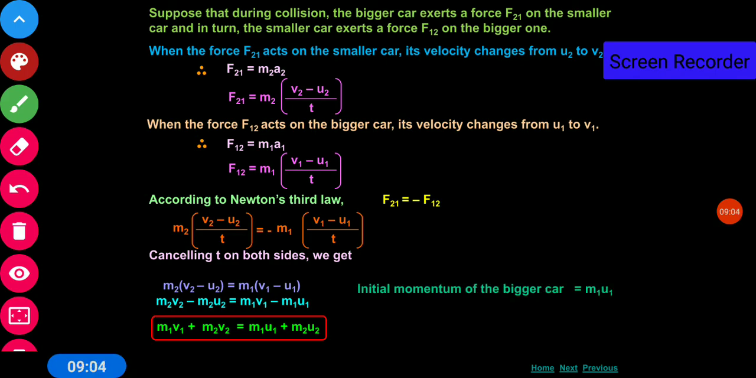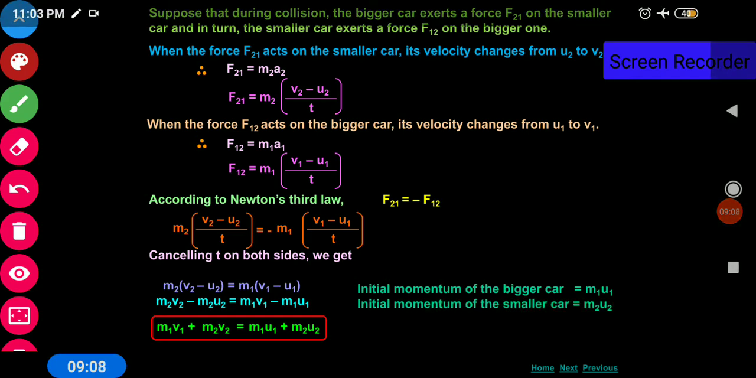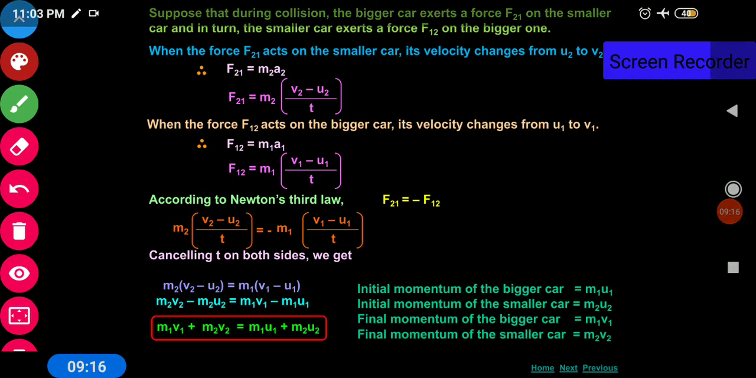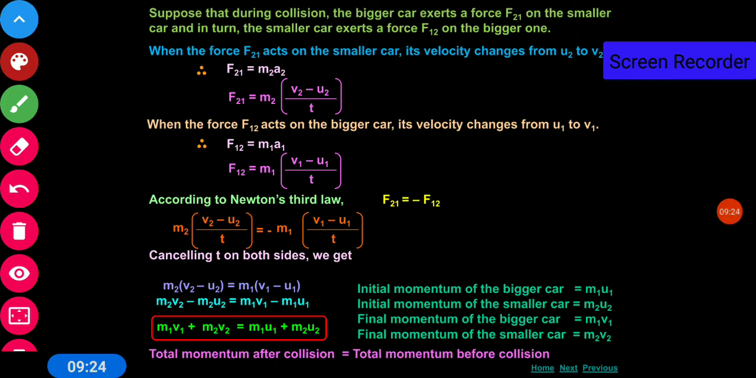So the initial momentum of the bigger car is m1u1. The initial momentum of the smaller car is m2u2. The final momentum of the bigger car is m1v1. The final momentum of the smaller car is m2v2. So from here we can say that the total momentum after the collision is equal to the total momentum before the collision.